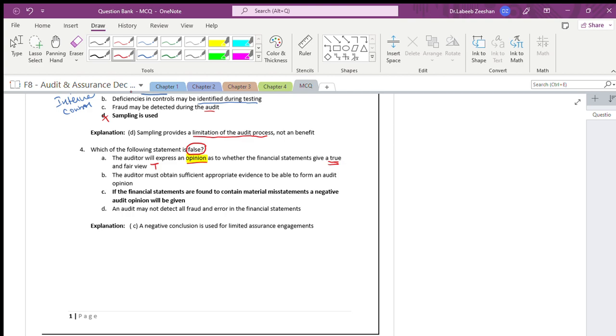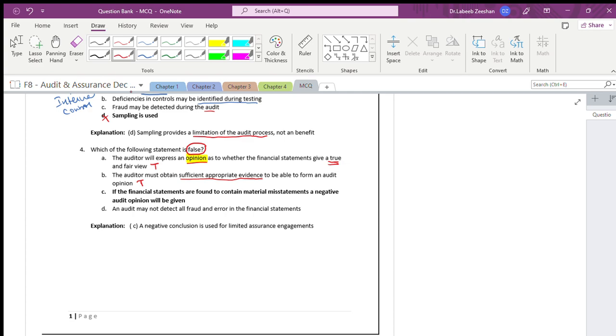The auditor must obtain sufficient appropriate evidence. This phrase we will cover in every other case. When you are going for an audit, you will try to get sufficient appropriate evidence. Three things are there. You should get the maximum evidence to make an assertion, to convince yourself. The auditor will obtain sufficient appropriate evidence to be able to form the opinion. This is the truth all the time. This is the only purpose.